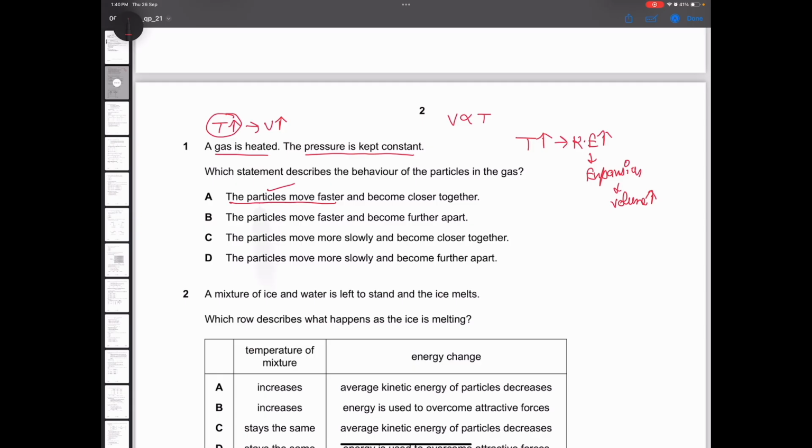So the particles move faster, this is correct, and become closer together? No, this is incorrect. The particles move faster, true, and become further apart. This is correct. The particles move slowly? No. So the correct answer is option B.